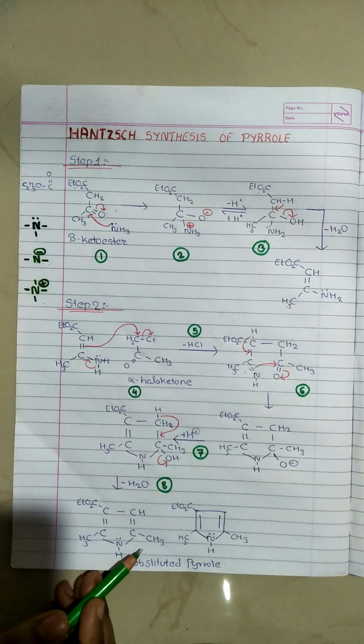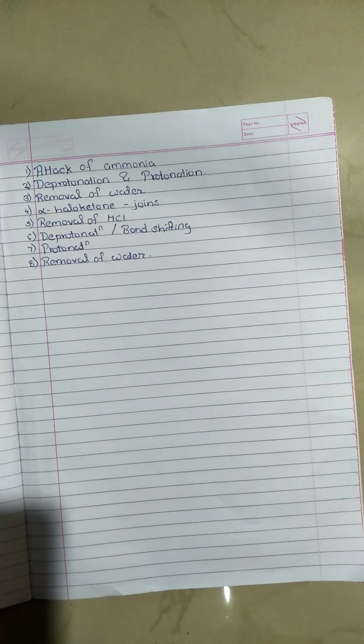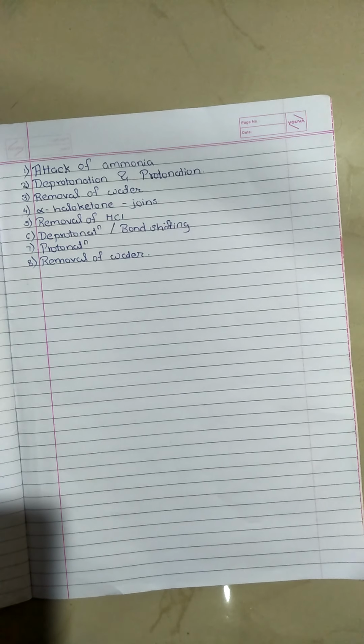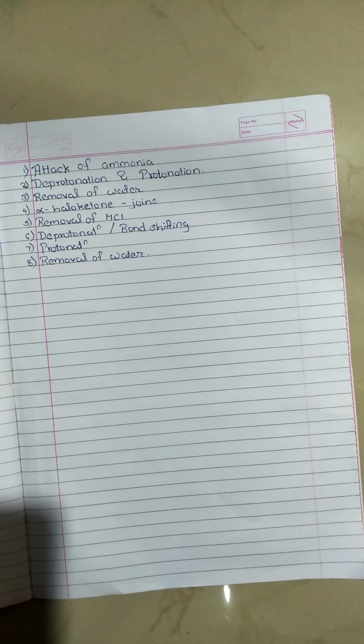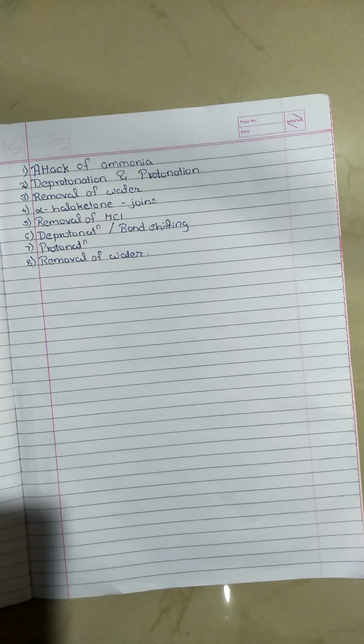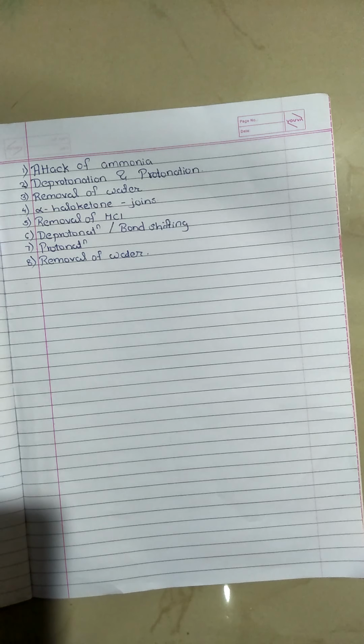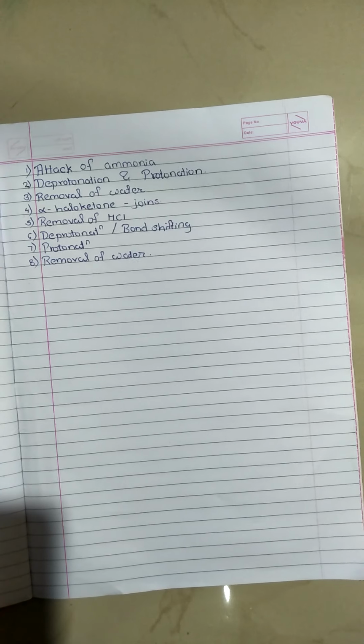Just to remember the synthesis, I have highlighted 8 points, which can be written as: first, attack of ammonia; second, deprotonation and protonation; third, removal of water; fourth, alpha haloketone joining; fifth, removal of HCl; sixth, deprotonation and bond shifting; seventh, protonation; and eighth, removal of water.